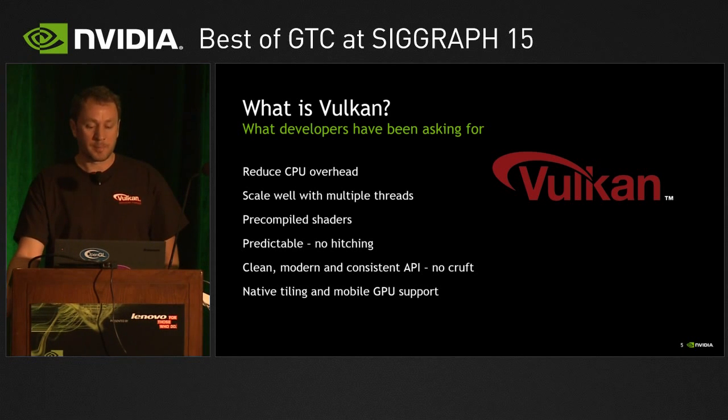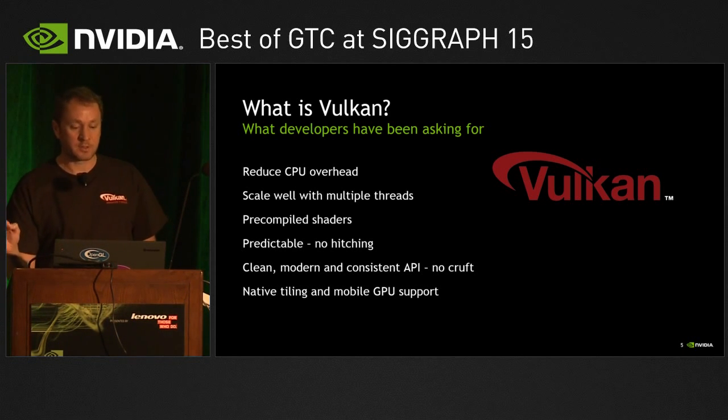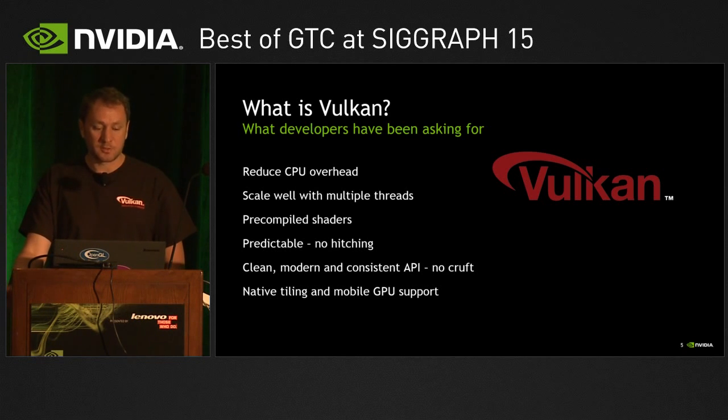One of the key things about Vulkan is it is predictable, as in any kind of hitching or anything like that doesn't exist with Vulkan, because everything you do is explicit, and you do it up front. And when you do something, the work is done at that time and not later. There's no deferred validation like there is with OpenGL.